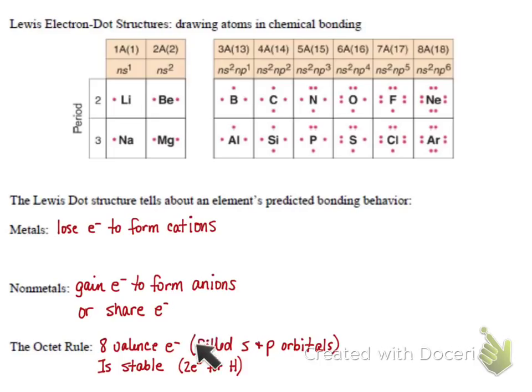So the octet rule says that an atom is going to want to have 8 valence electrons, which are filled s and p orbitals, in order to be stable. And keep in mind that that is 2 electrons for hydrogen, because hydrogen only has room for 2. So for hydrogen, an octet, even though it's not 8, 2 fills up its valence shell.